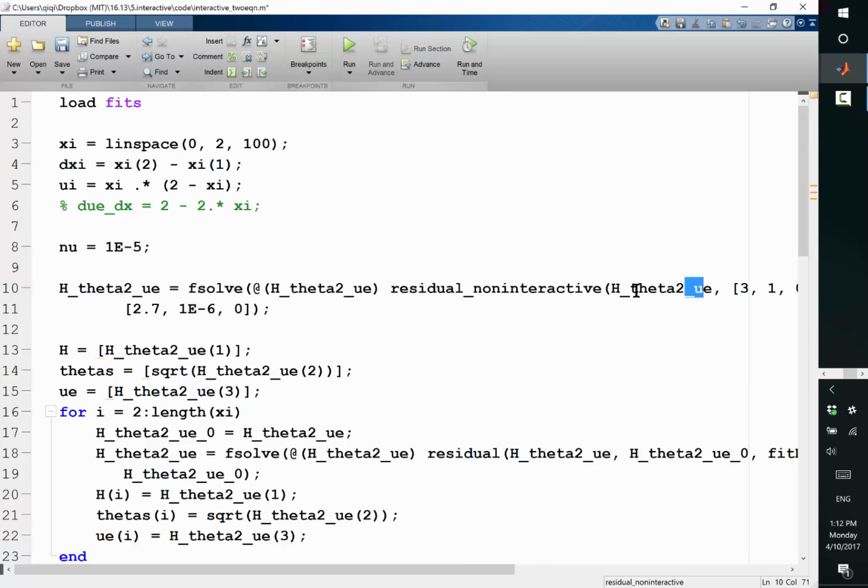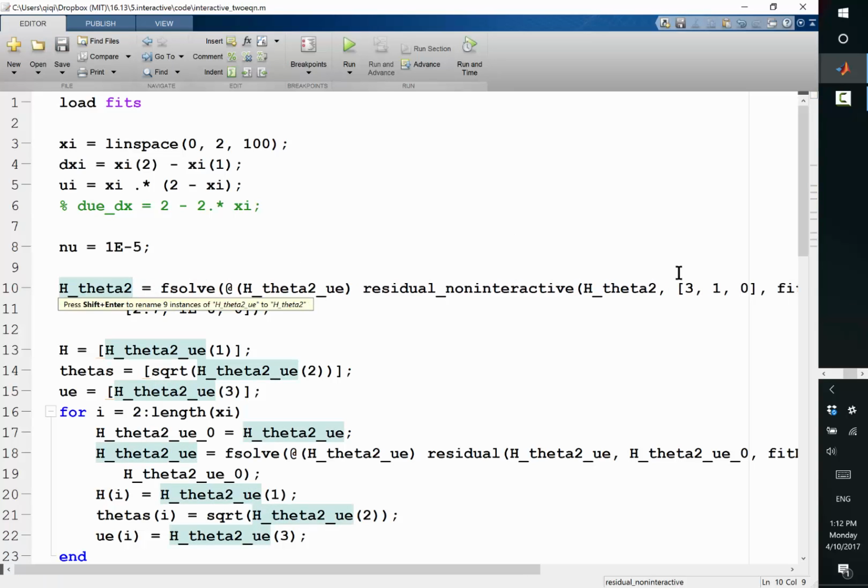Okay. So in the initial condition, we are going to do fsolve of residual non-interactive. And instead of the three variables, we are just going to be doing two variables. And we're going to remove these. And we're going to, well, here it doesn't matter. So let's do the same as what we did in the two equation solver.